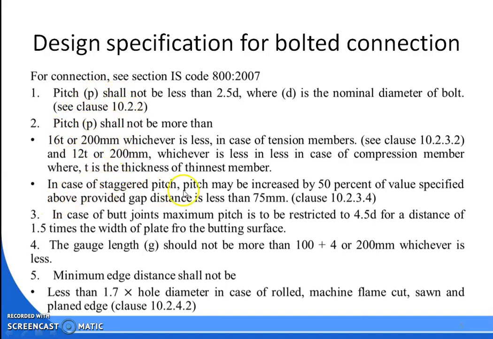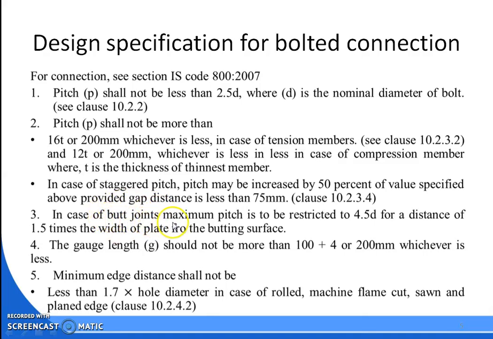Okay. So now comes your third specification, which is, in case of a butt joint, the maximum pitch is to be restricted to 4.5 T. So the bolted connection types include one which is known as a butt connection. We will discuss this later in detail.